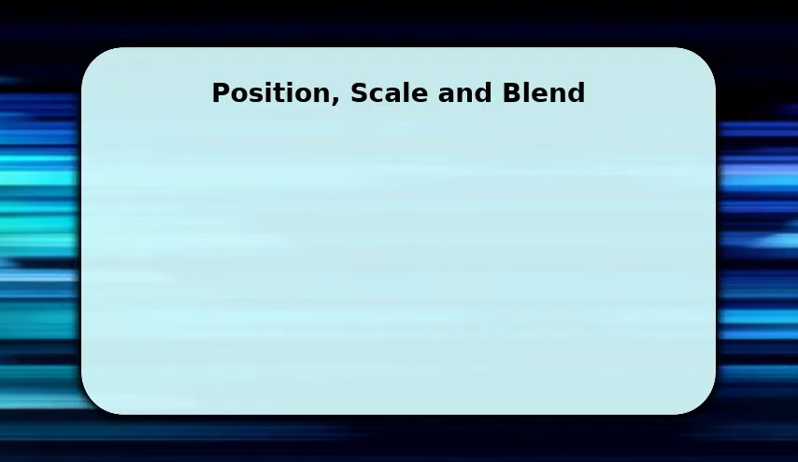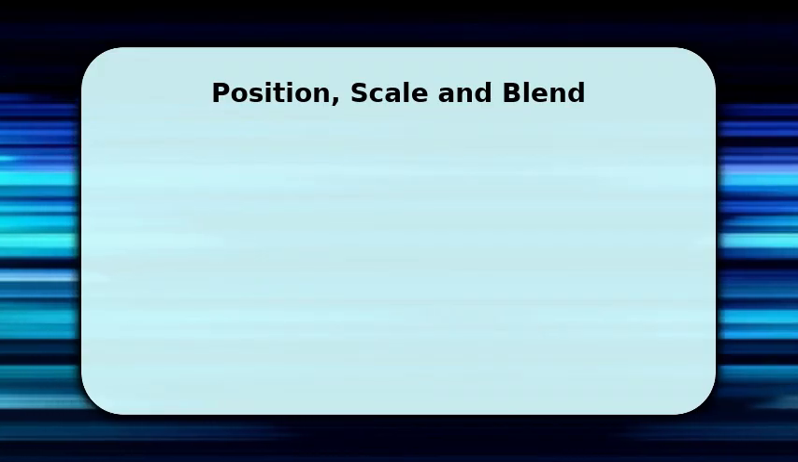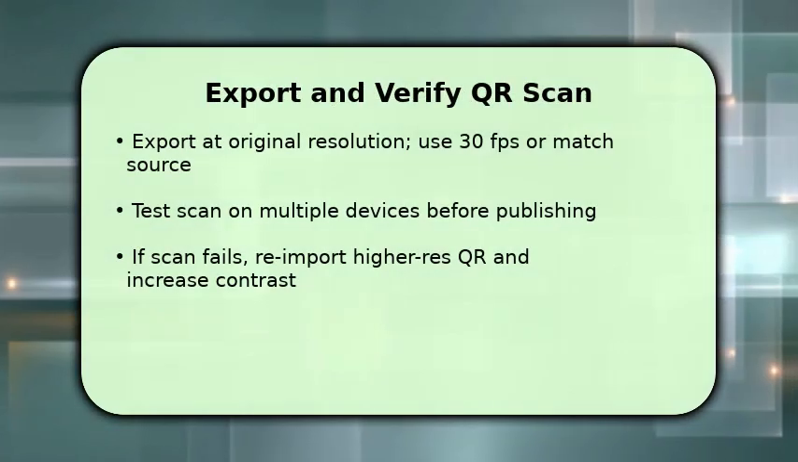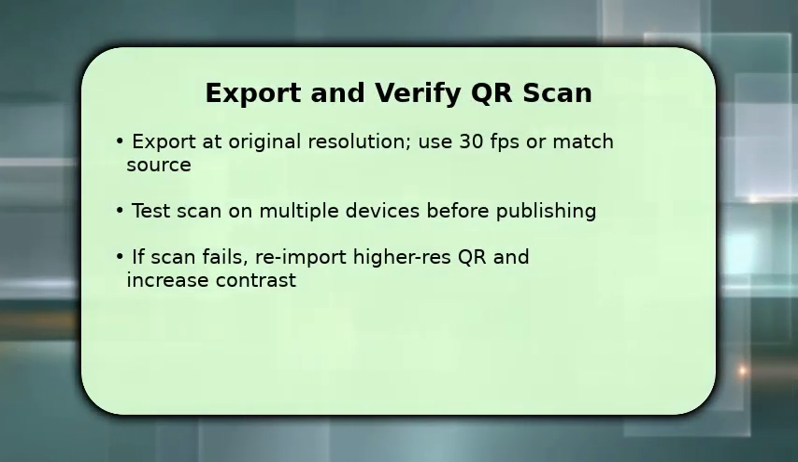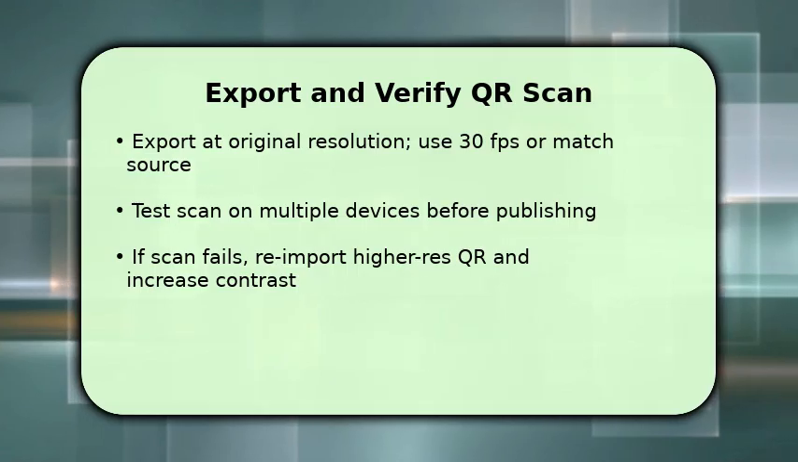If you animate, add smooth keyframes so the code doesn't blur. Sharp, steady frames are what enable reliable scanning. Finish by exporting at the original project resolution and a standard frame rate so the QR remains crisp.